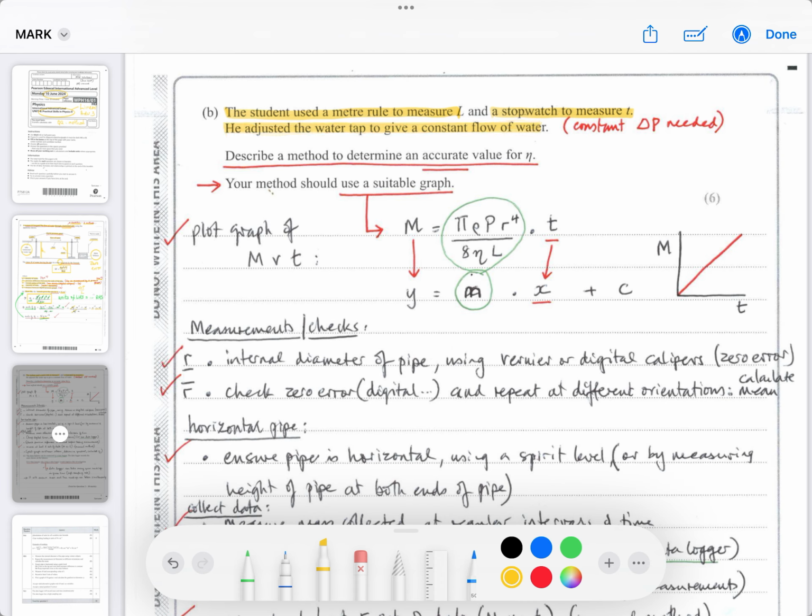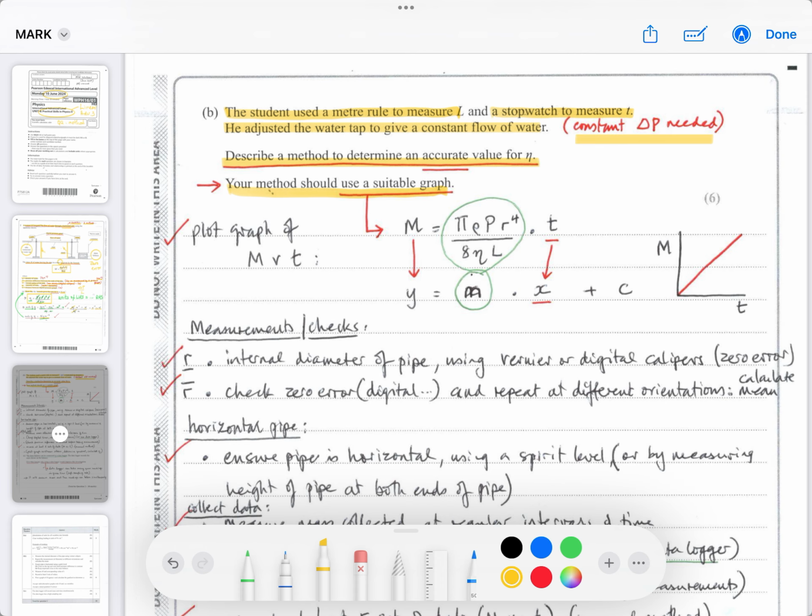Okay, and the way you do that is by keeping the pressure constant, to get the same pressure difference across the length. You've got to describe the method to determine an accurate value for the unknown viscosity of water. Your method should include a suitable graph.